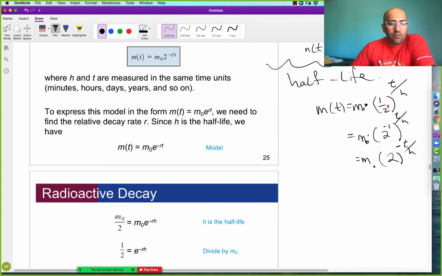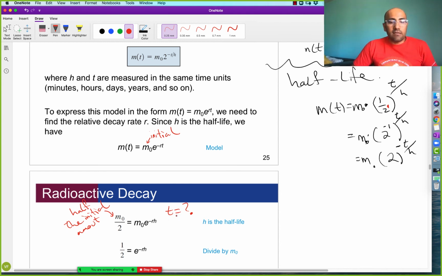And so if we set that equal to m naught over 2, which is half of the initial amount, right? That's your half-life. This is the initial amount. So if we take the initial amount and divide it by 2, this is half the initial amount. So if we can figure out how long it takes to do that, right? Find t. To do that, when we find t, we let t equal to h, which is the half time, the half-life.